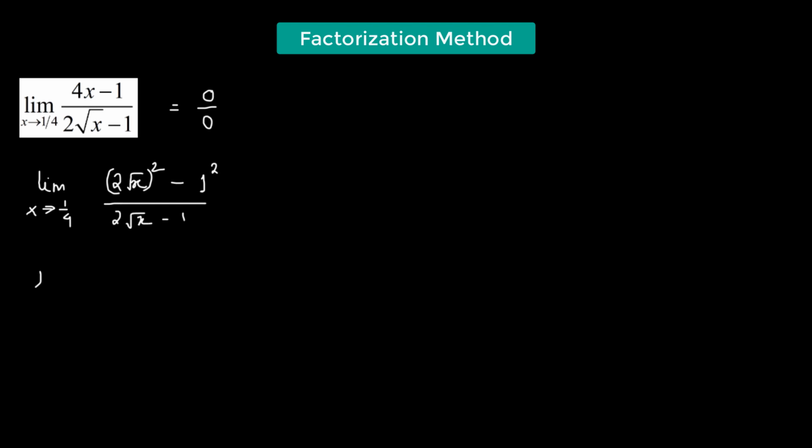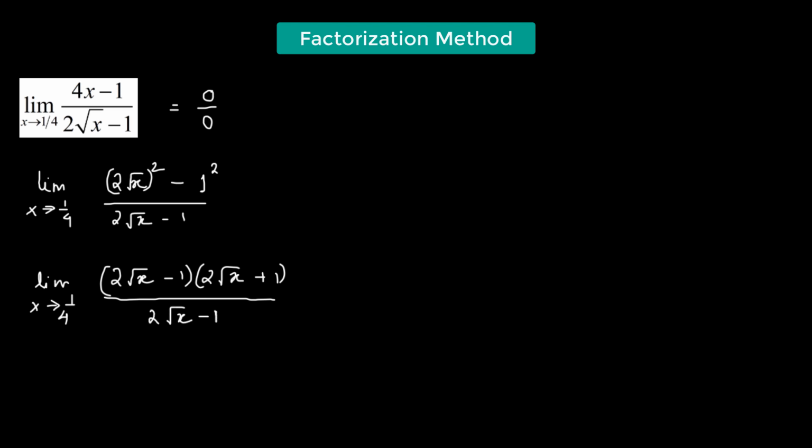minus 1. Now what we can do, the numerator has the form a squared minus b squared, which is an identity that can be expressed as the product of a minus b and a plus b. So we have (2 root x minus 1) multiplied by (2 root x plus 1) divided by (2 root x minus 1). So we see that the 2 root x minus 1 is a factor common to both the numerator and the denominator. So we can cancel it out, and that leaves us with limit x going to 1/4, 2 root x plus 1 in the numerator.